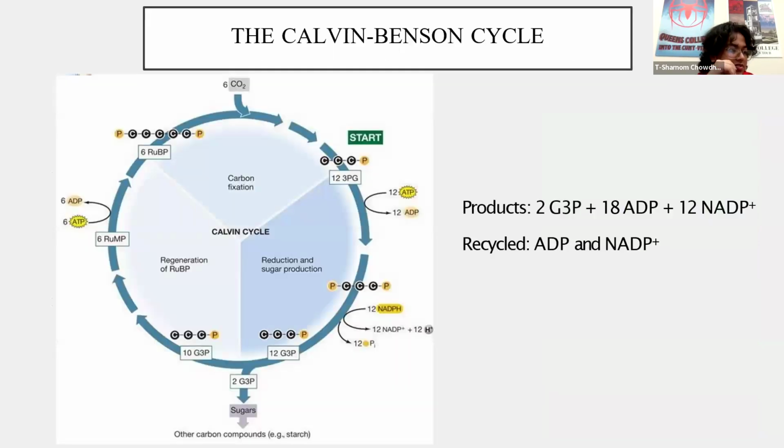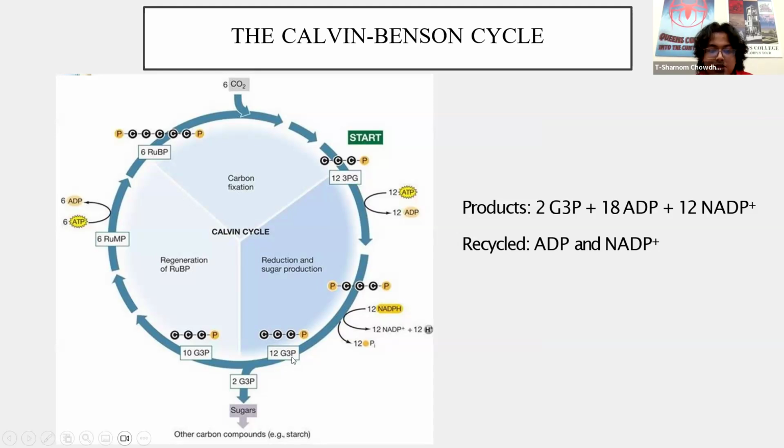So as you see here in the Calvin cycle, you take in carbon dioxide from the atmosphere, and then eventually you produce sugar. After carbon dioxide gets taken in, you have 3PG. Then 12 ATP gets used up, and NADPH, here's where they give their electrons.